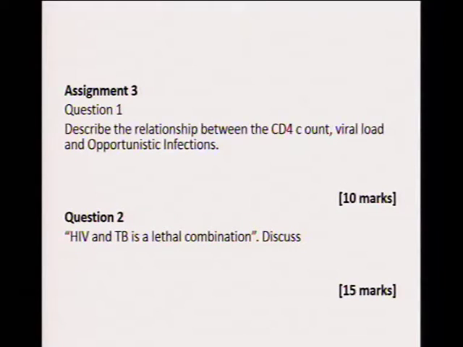Assignment 3 also has got 2 questions. Describe the relationship between the CD4 cell count, viral load, and opportunistic infection. You need to understand there's a very strong relationship between the CD4 count, the viral load, and the opportunistic infections. You need to understand that part very well. And HIV and TB is a lethal combination. Discuss. So what is the relationship between HIV and TB? And lethal means it's a very dangerous combination. So what dangers are posed by the presence of HIV in the body as well as TB?